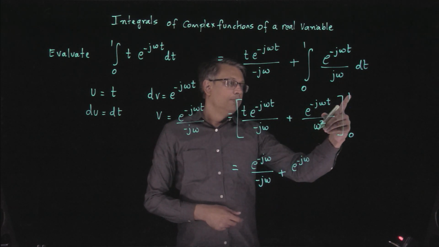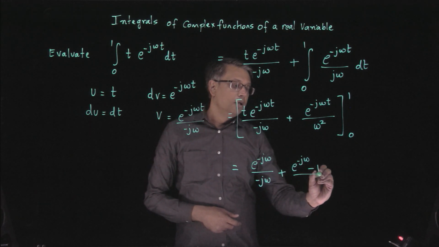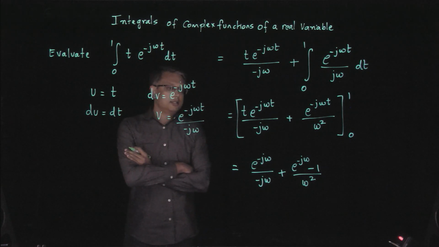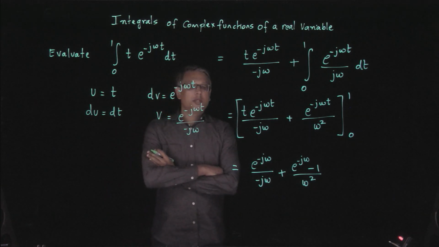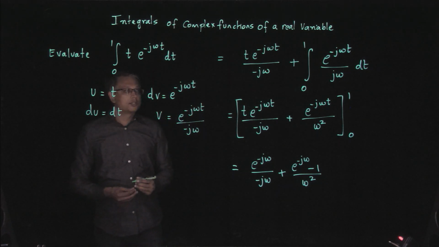When I substitute the upper limit, I get 1. When I substitute the lower limit, so we're going to get something like this, and that's the final answer. We could try to simplify this further if we wanted to, but that's not really the main intention of this example.